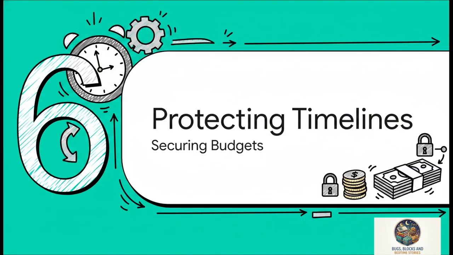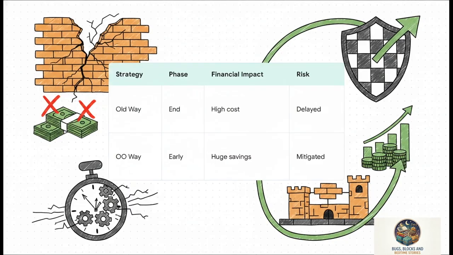Section 6, Protecting Timelines, Securing Budgets. Let's bring all these concepts together for the real business payoff. So the crucial point is this. The old way, waiting until the end of development to integrate and test, results in crazy high costs and delayed timelines. The object-oriented way requires a total mindset shift to early and incremental testing. When you understand that you're testing load-bearing walls, mitigating inheritance risks, and managing polymorphism from day one, you realize massive cost savings and actively squash project risk.